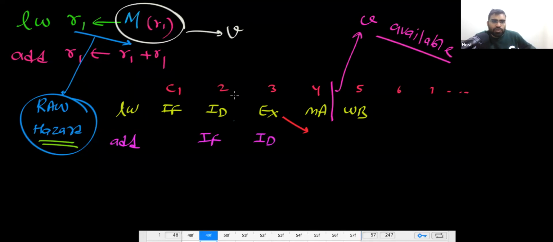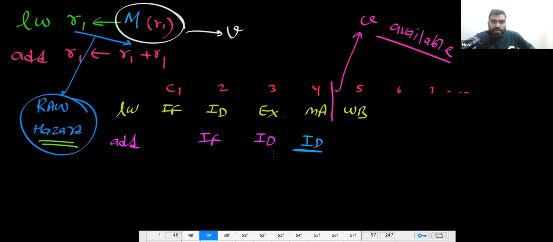In the execution phase, what is this LW instruction doing? It is calculating the address. Yes or no? Address calculation is happening. In the MA phase, the data memory access phase, it will finally bring the correct value. So finally, your correct value, this value V, will be available here. You don't even have V here. So there is no opportunity. You have to delay.